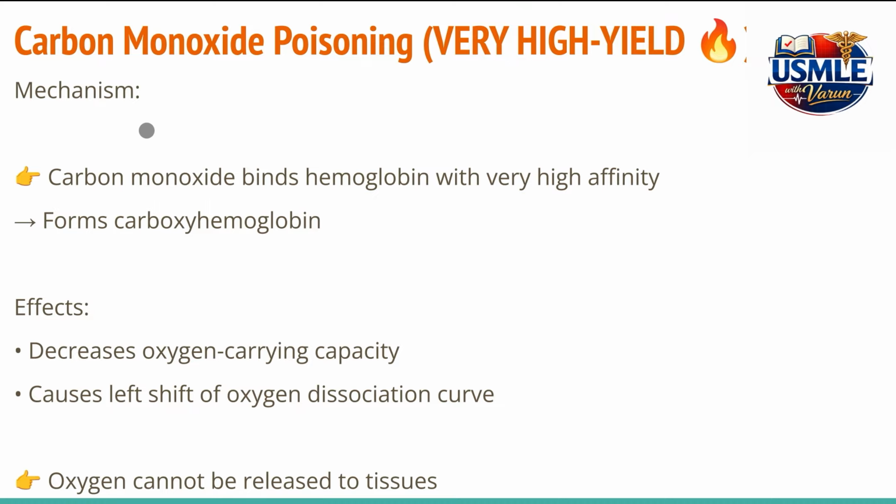Finally, let's look at two important toxicological conditions. Carbon monoxide poisoning occurs when carbon monoxide binds to hemoglobin with very high affinity and forms carboxyhemoglobin. This prevents the oxygen from binding, and also prevents the oxygen from being released into the tissues. So even if oxygen is present in the blood, it cannot be delivered effectively. This is how carbon monoxide poisoning occurs. This causes the left shift of the oxygen dissociation curve. This leads to increased oxygen affinity and reduced unloading at the tissues.